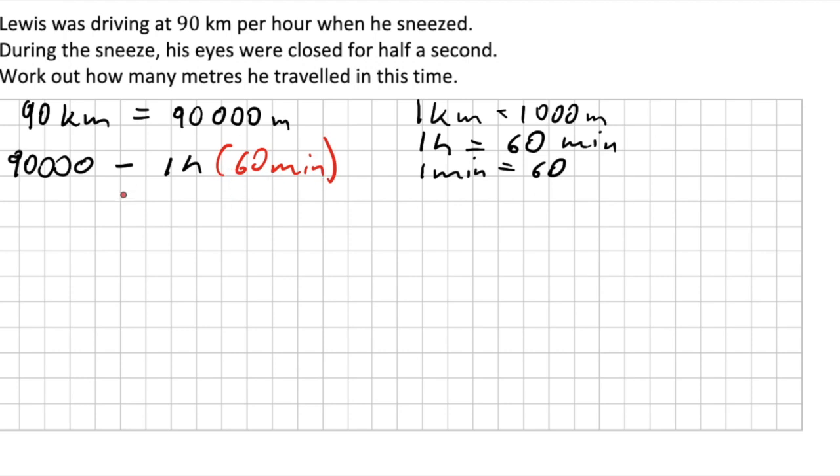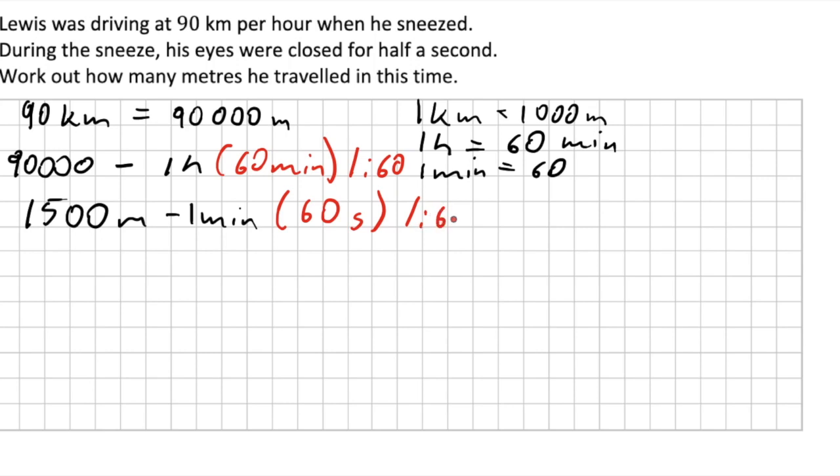If we want to find out how many meters he travels in 1 minute, we need to divide this by 60. So if we divide 90,000 by 60, we get 1,500 in 1 minute. Now 1 minute is 60 seconds. So if we want to find out how far he travels during 1 second, we need to divide both sides by 60 again. And if we divide 1,500 by 60, we get 25 meters in 1 second.